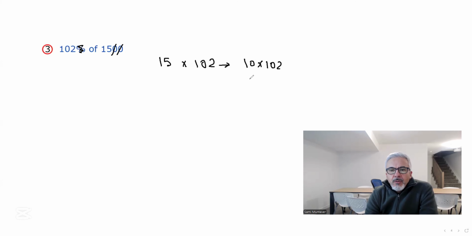And then I'm going to do 5 times 102. Multiplying by 10, just add a 0 to the end of 102. And then 5 times 102, that's 510. Then when we add them, that's going to be 1,530. So 102% of 1500 is 1530. Let's go to the next question.